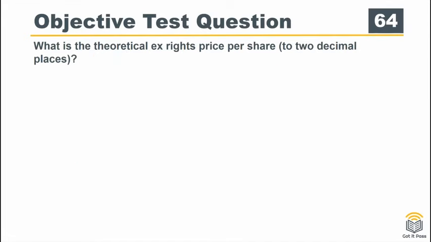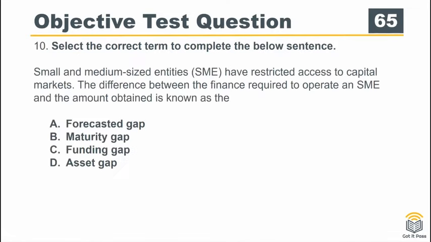Next question. Select the correct term to complete the below sentence. SMEs, or small and medium-sized entities, have restricted access to capital markets. The difference between finance required to operate an SME and the amount obtained is known as what? There are 4 options.